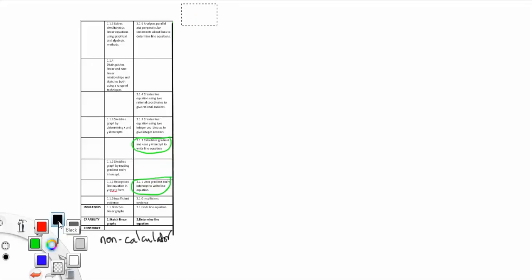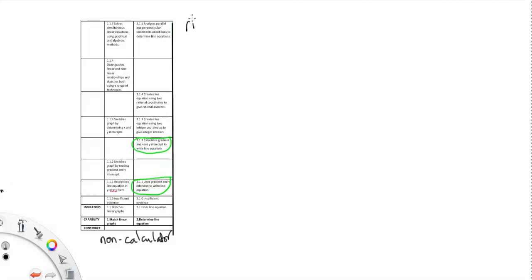So we'll clear that away. Let's say this time we have a rise that's equal to -4 and a run that's equal to 2 and a y-intercept of 6 on 5.